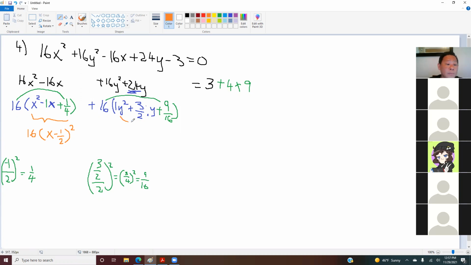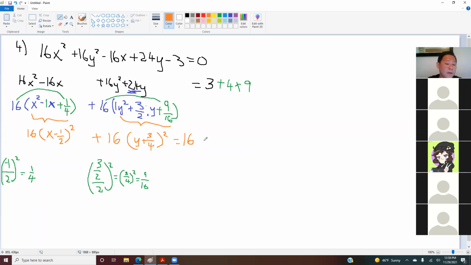And these 3 terms will factor become what? Half of 3 half. What is half of 3 half? You get 3 over 4. And then we still have a positive 16 here. Can someone add this up for me? What you get? 3 plus 4 plus 9 is also 16.